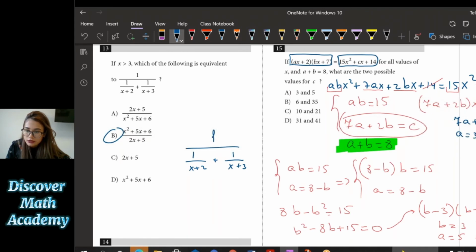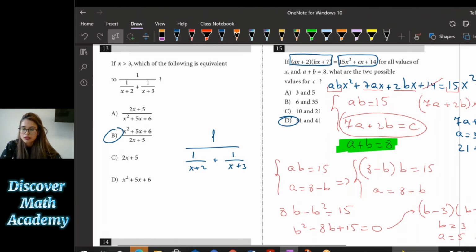If a is equal to 3, b is 5: 21 plus 10. It's gonna be 31. The answer is 31, only b. So that's why you don't need to check another one. If in the end you will have time, you can.